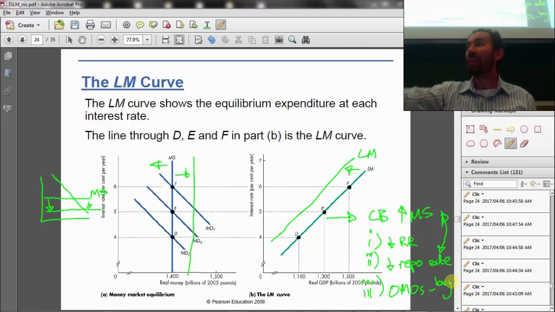Now, when I buy the bond from you, I take the bond from you, and what do I give you in return? I give you money, exactly. And you're happier to hold that money because the opportunity cost of money has gone down. The interest rate has gone down. The price of money has gone down. So you're happy to hold that money. So I've given you money and I've taken bonds. I've increased the money supply in the market.